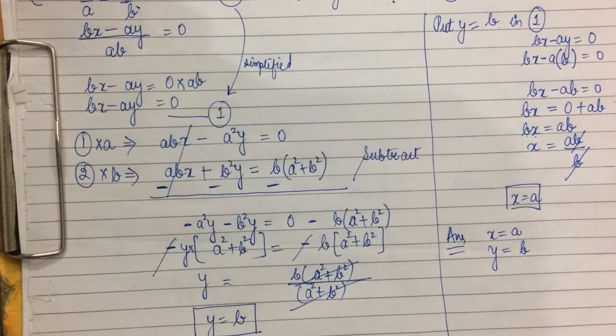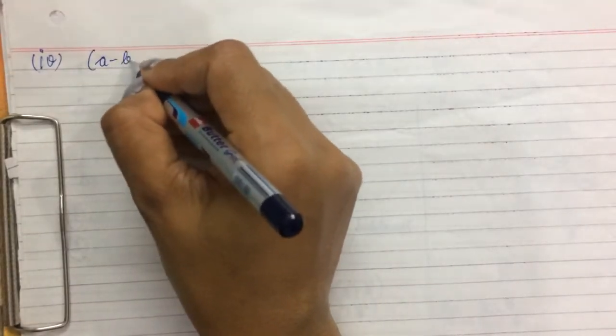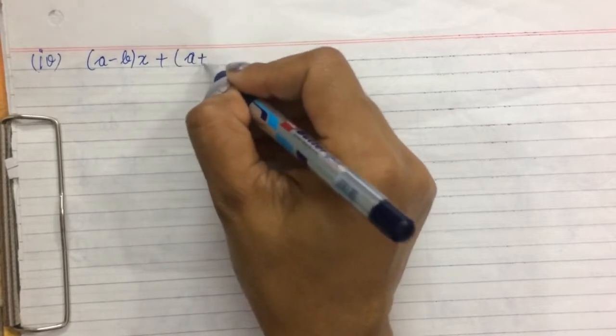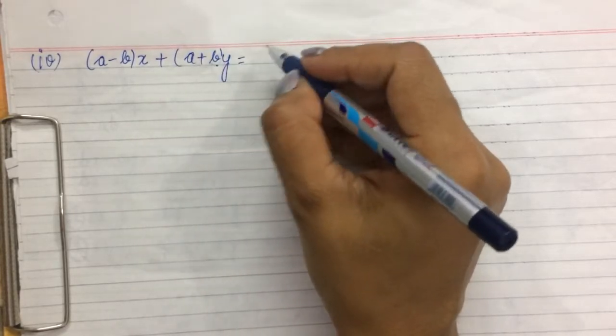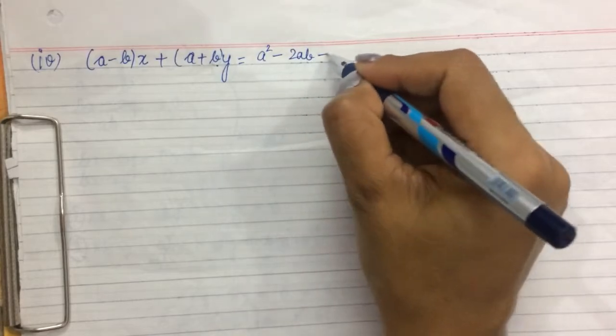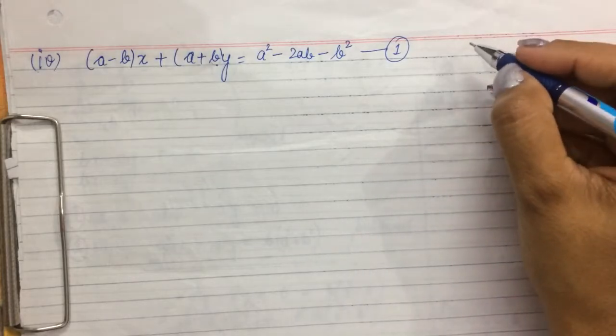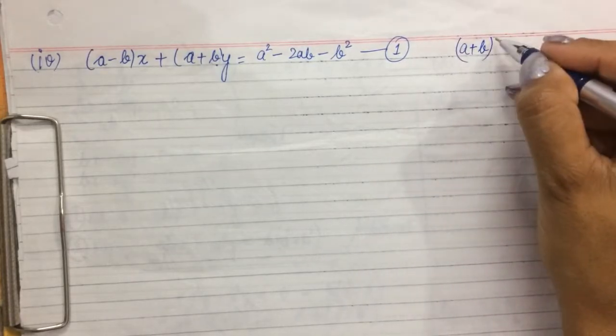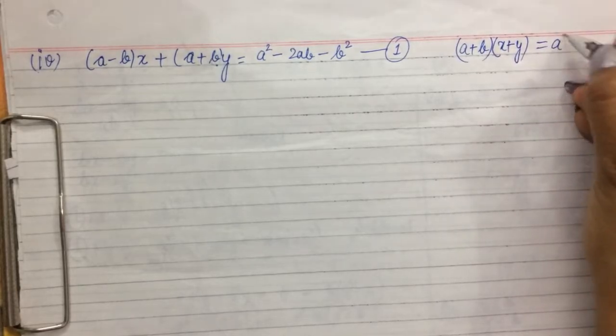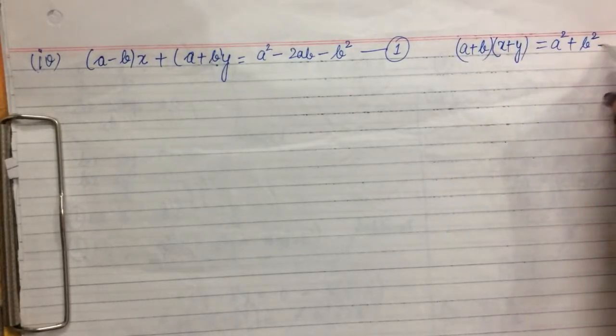Let's do the fourth part. Fourth part, I've got a minus b times x plus a plus b times y equals to a square minus 2ab minus b square. This is equation number 1. Equation number 2 is a plus b into x plus y equals to a square plus b square. This is equation number 2.